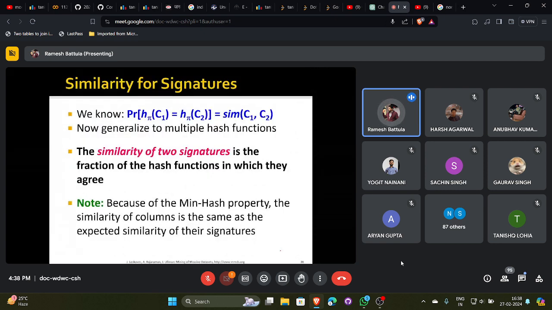So we now understand the similarity of the signatures. From the previous slide, we understand that the probability of h of pi of C1 being equal to h of pi of C2 is equal to the similarity of C1 and C2. This way you can generalize and create multiple hash functions, so that the similarity of two signatures is the fraction of hash functions in which they agree. Because of this min hash property, the similarity of columns is the same as the expected similarity of the signatures.